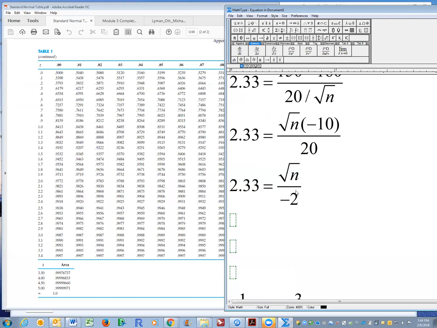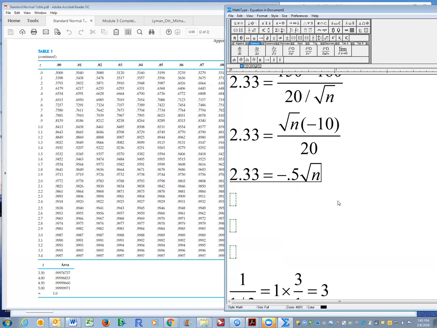So if you didn't want to write it this way, you could delete this and write negative 0.5 times the square root of n if you wanted to. In fact, we can do that. Yeah, that makes more sense to me at this point. Okay, so you simplify the numbers. So like that.